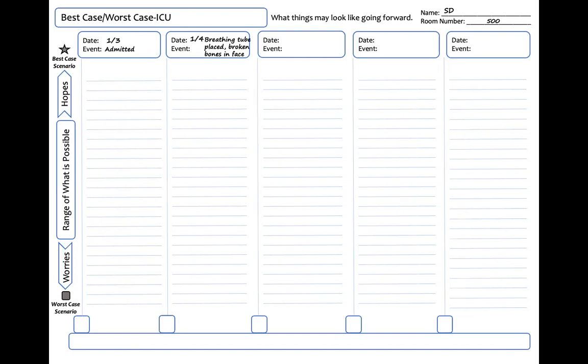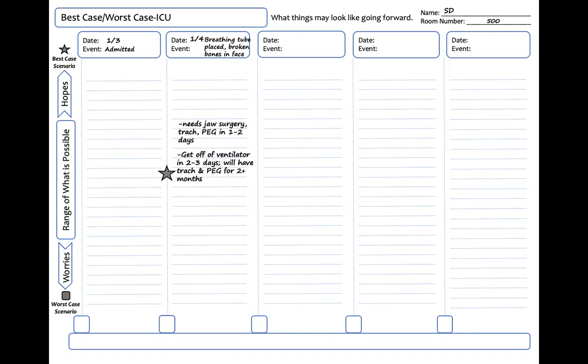I'm placing the star in the middle of the line because there's a fair amount of uncertainty here. He is older and has multiple medical problems, but his injuries seem isolated and his story could go either way. Next, I write a few notes around the star about what it will look like if things go as best we are hoping. He will need surgery for his jaw, trach, and PEG.